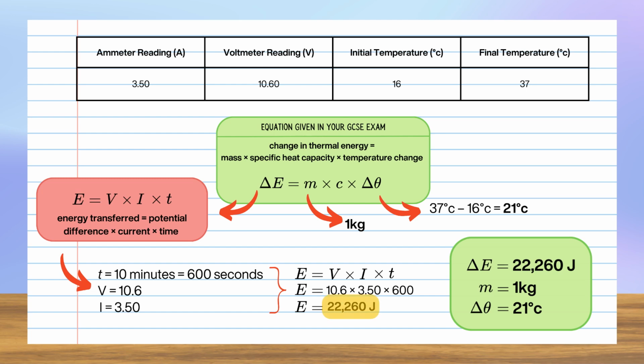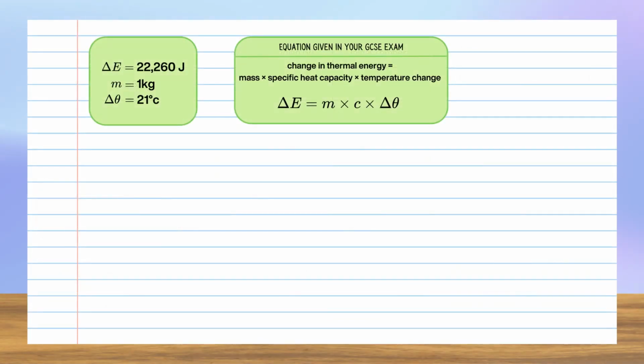The change in energy was 22,260 joules, the mass was 1 kilogram, and the change in temperature was 21 degrees Celsius. With this data, we can return to our original equation. Let's plug our values into the equation to find specific heat capacity. This gives us 22,260 joules equals 1 kilogram multiplied by C multiplied by 21. Now, let's rearrange the equation to find our unknown, or C.